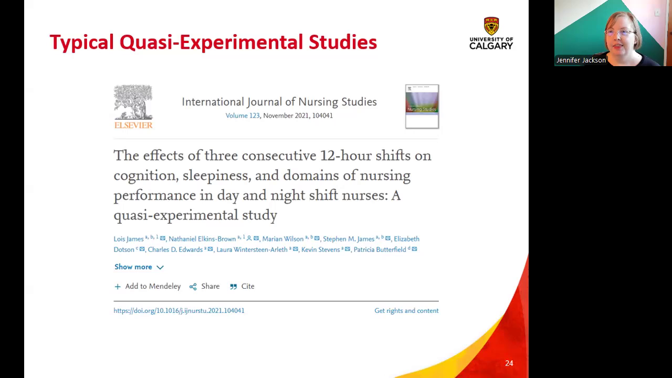So the nurses' schedules are just going to keep happening. They're going to work the regular shifts that they're going to work anyway. But within that, we can set it up as a quasi-experimental design and maybe compare people who are part-time and full-time, or people who do only days and only nights, or something along those lines.